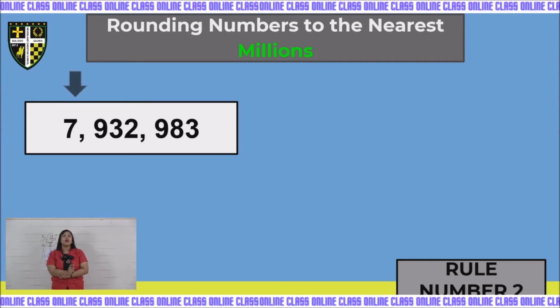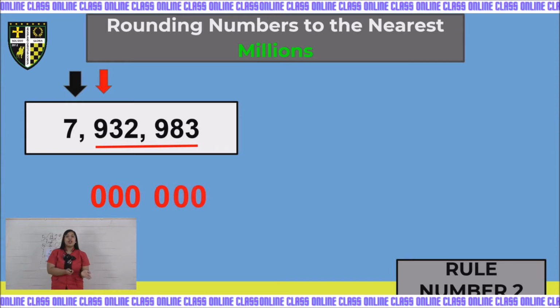And for rounding numbers to the nearest millions, for example, 7,932,983. The digit in the millions place is 7. Very good. And we will look at the digit at the right side of 7, which is 9. Very good. And 9 is greater than 5. So we will add 1 to 7 and 9 will become 0. As you can see again, all the underlined digits will become 0. So the 7 will become 8. Why? Because the number at the right side of 7 is 9, and 9 is greater than 5. Very good.